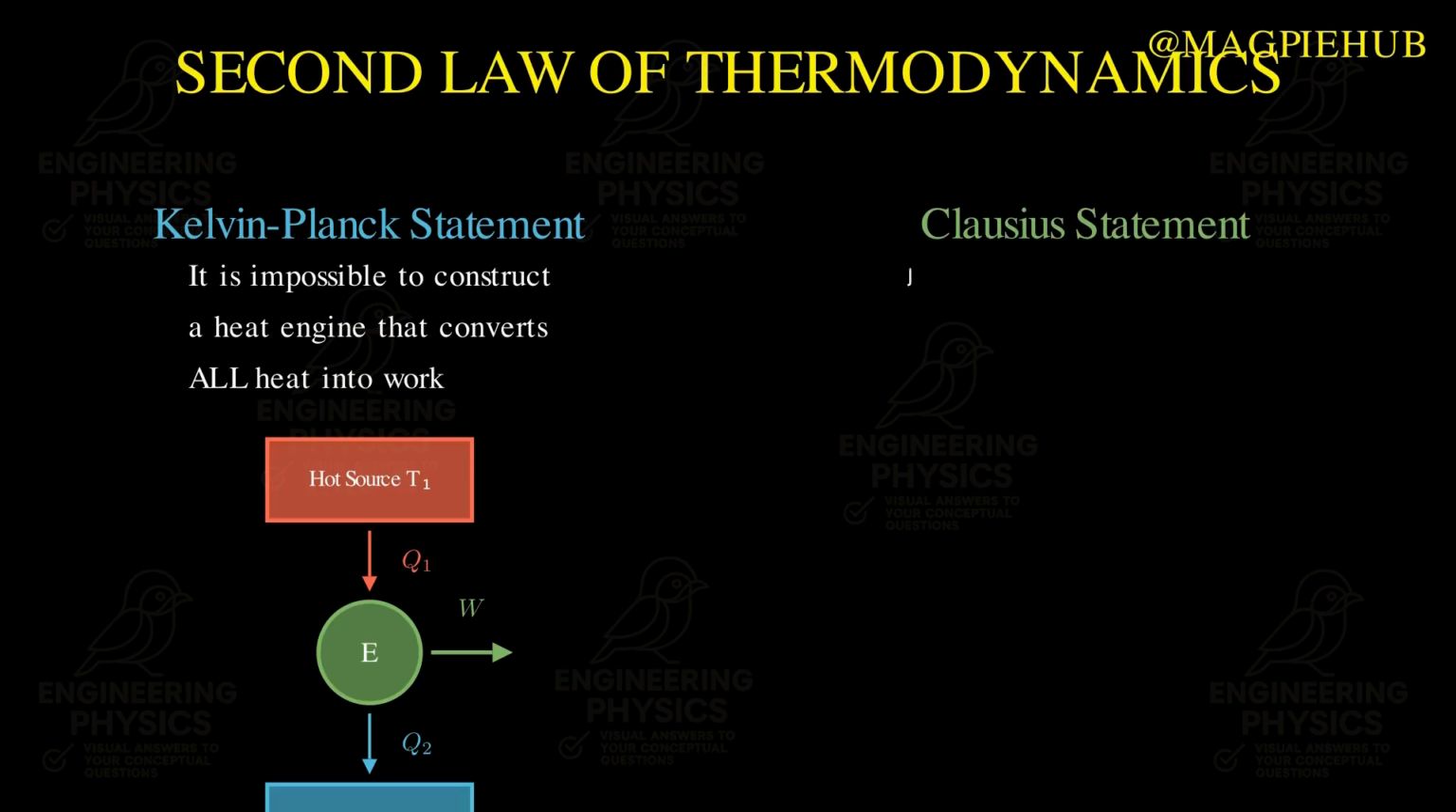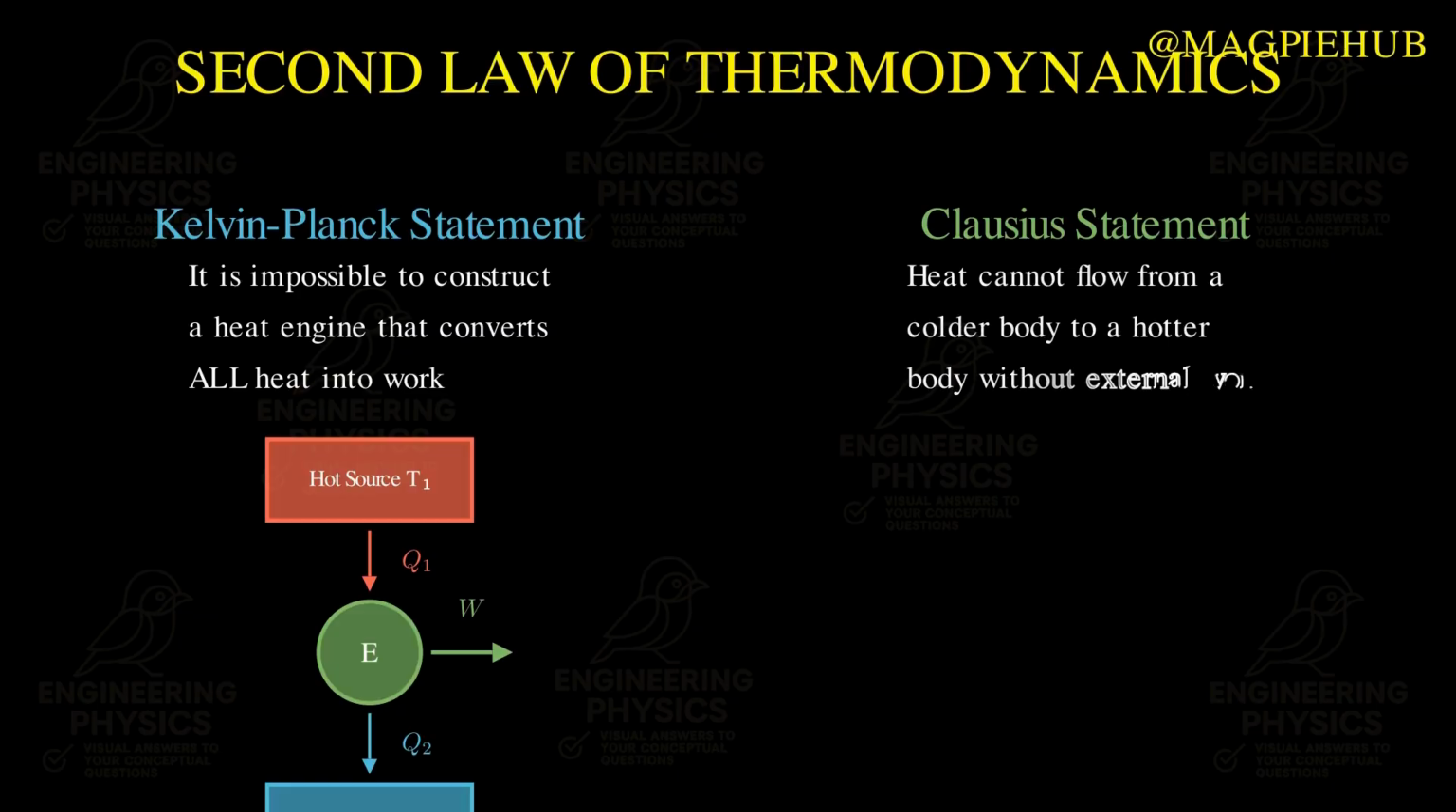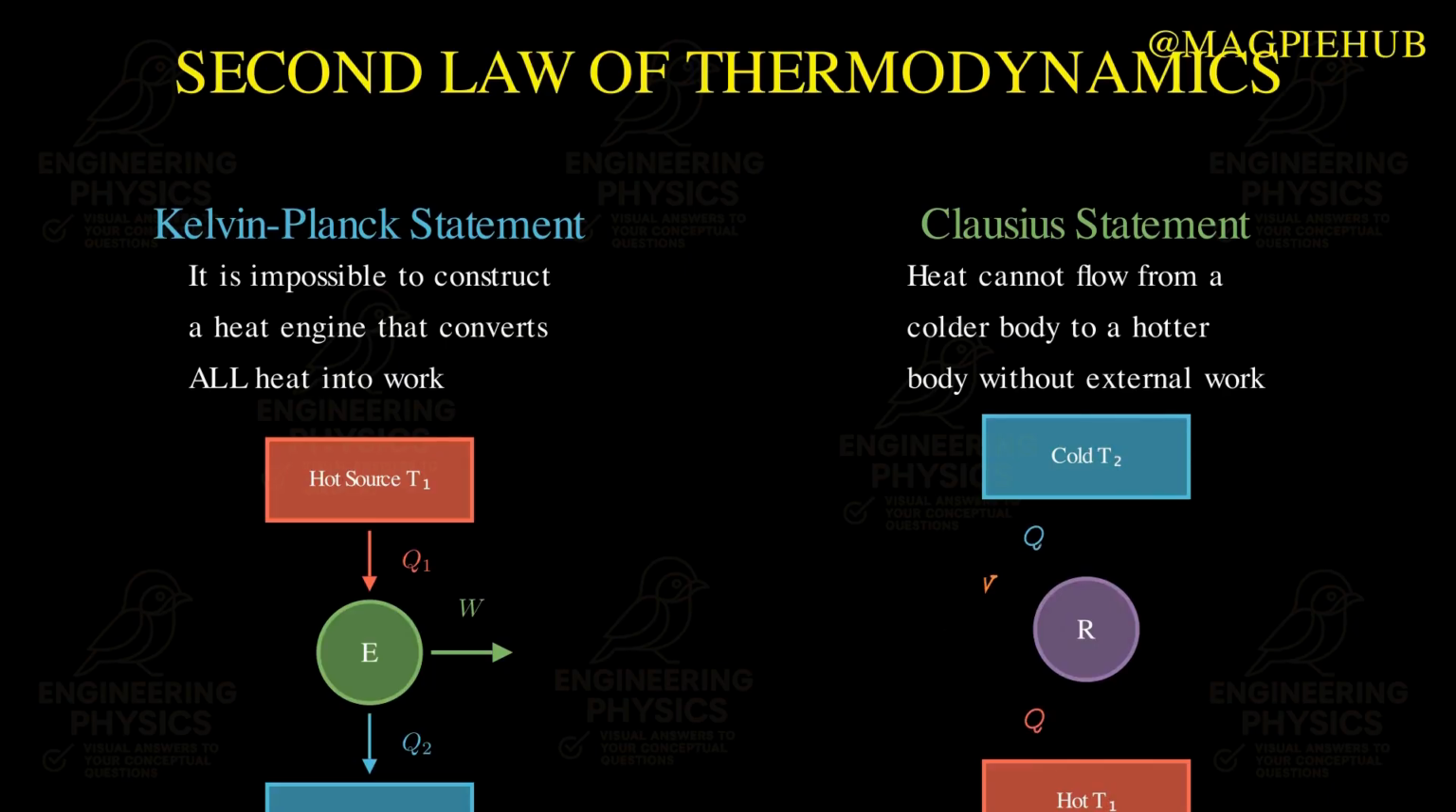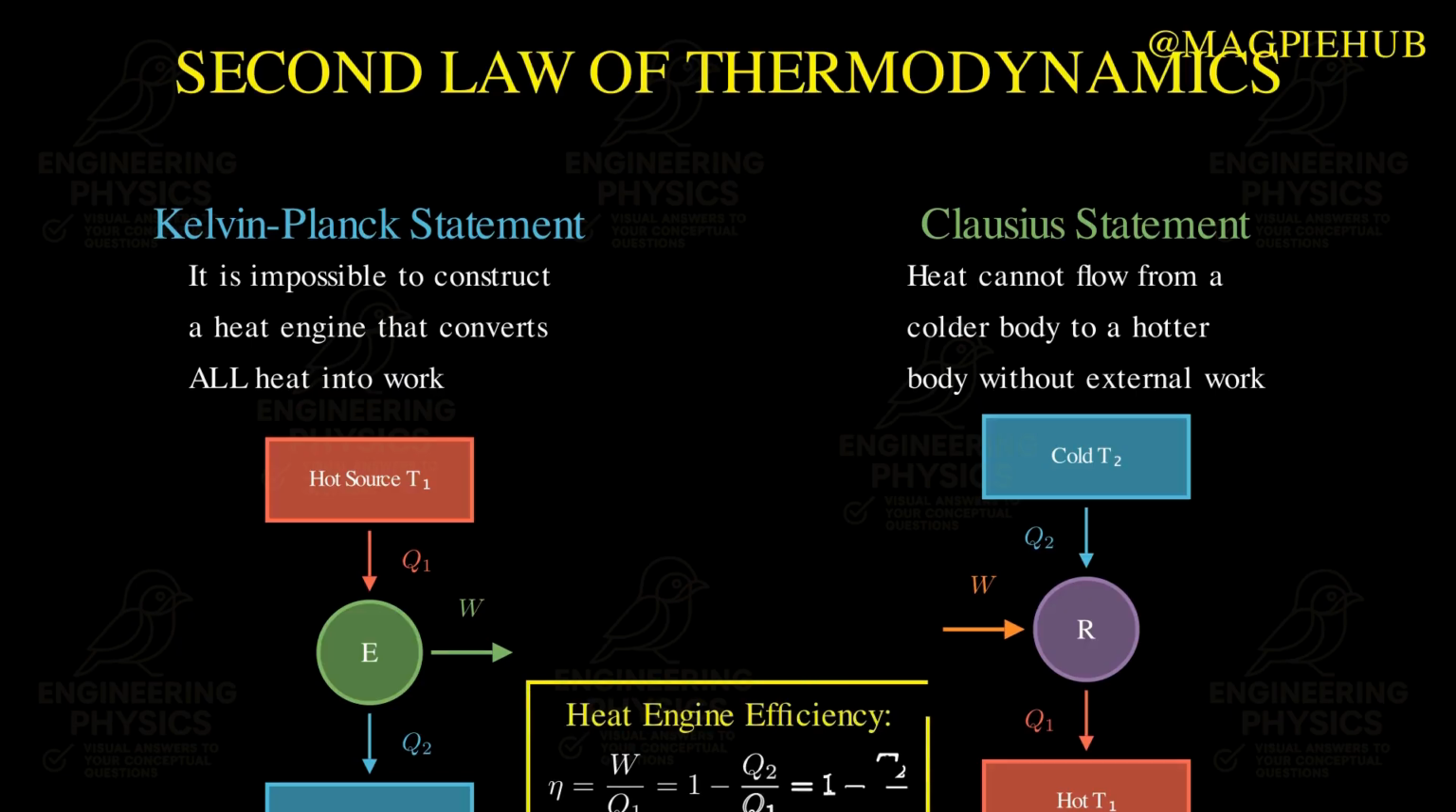The efficiency of a heat engine is given by eta equals 1 minus T2 by T1, where T1 is source temperature and T2 is sink temperature. This is Carnot efficiency, the maximum possible efficiency for any heat engine operating between two temperatures.